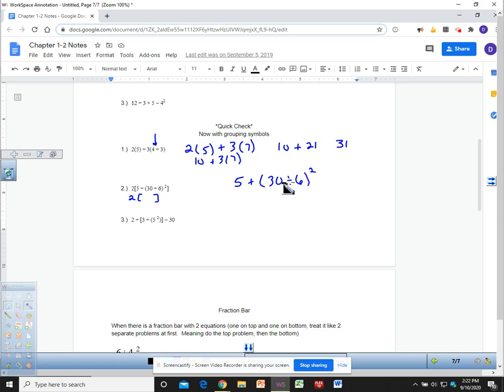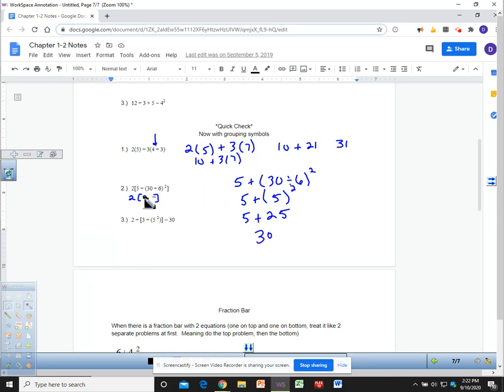So you start with parentheses. 5 plus 5 squared. Okay, so now that we're done with parentheses, we do exponents. 5 plus 25. Now that we're done with all of our exponents, we look for multiplying and dividing, which we don't have any right now. And then we can do our adding and subtracting, which gives us 30.